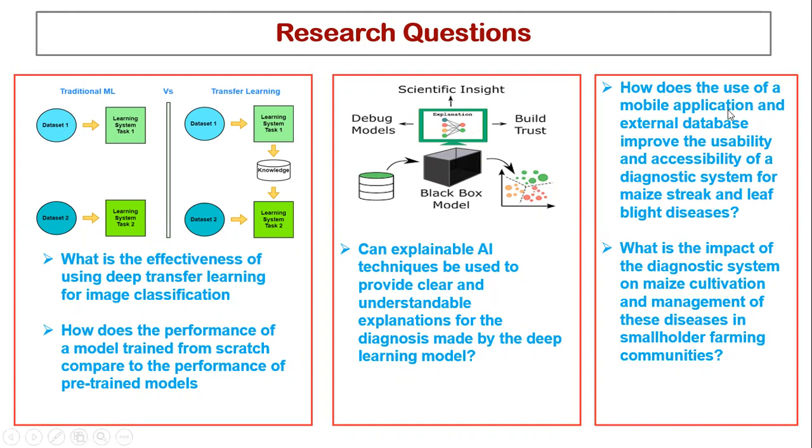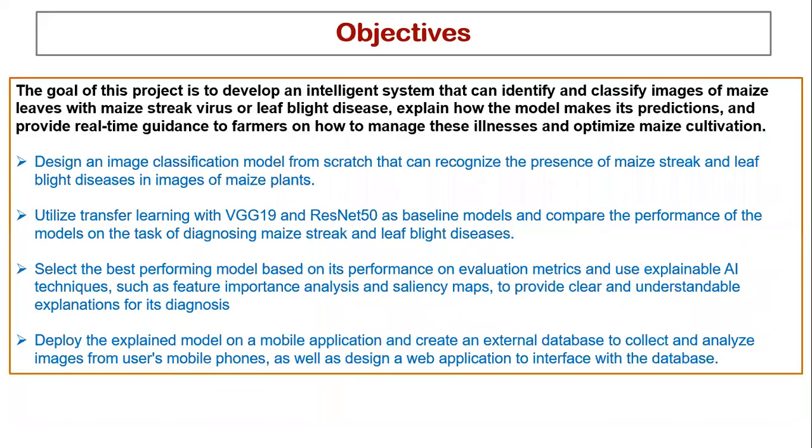And also, because we want to extend these technologies to farmers, we need to know how the use of a mobile application and an external database can improve the usability and accessibility of this diagnosis system. And also we need to know the impact of the diagnosis system on maize cultivation and management of these diseases in smallholder farming communities. Now, this also brings us to the objectives.